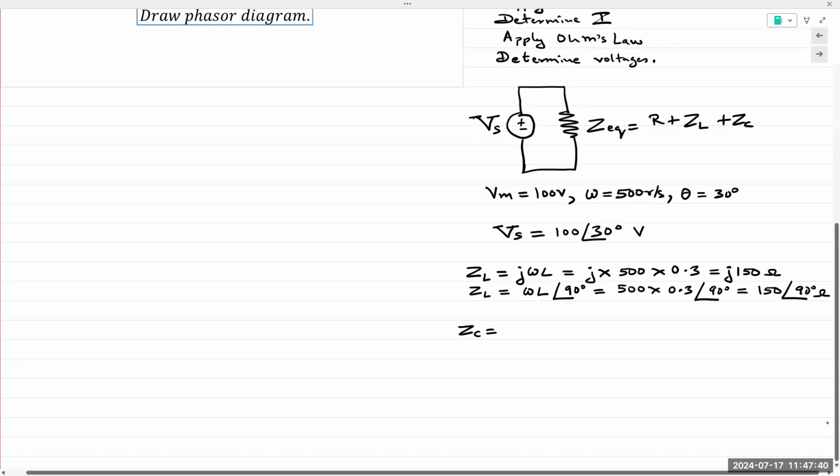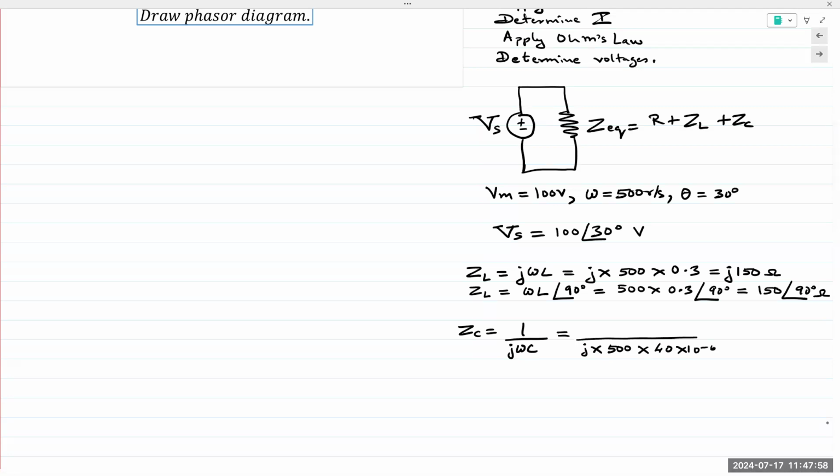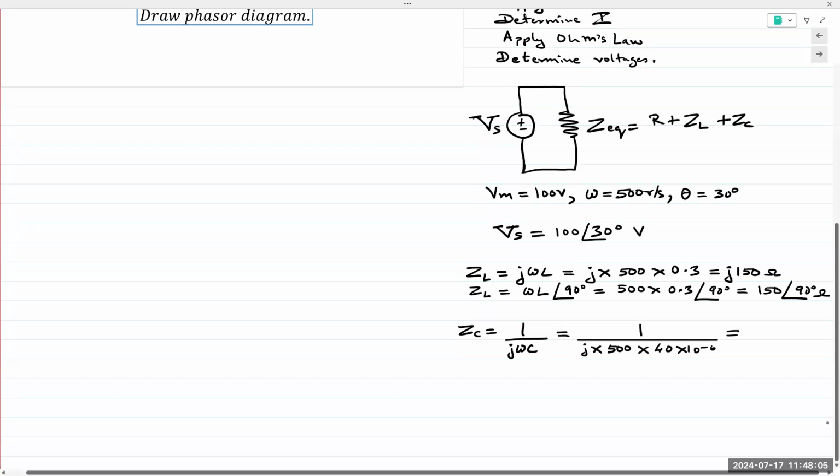Similarly, ZC is 1 over j omega C. That is 1 over j times 500 times my capacitor value, which is 40 microfarads, and this gives me minus j50 ohms.